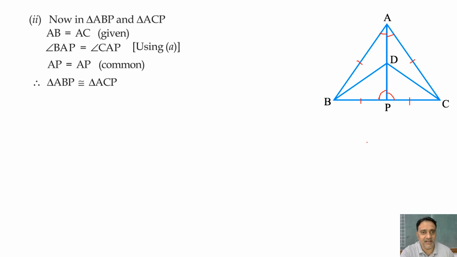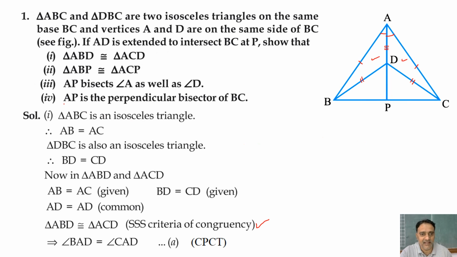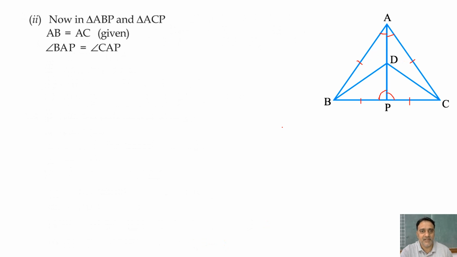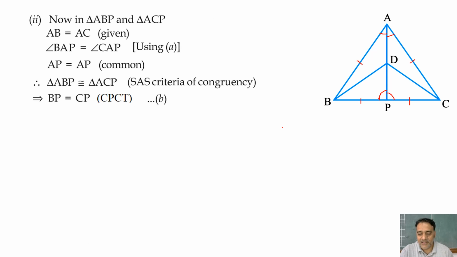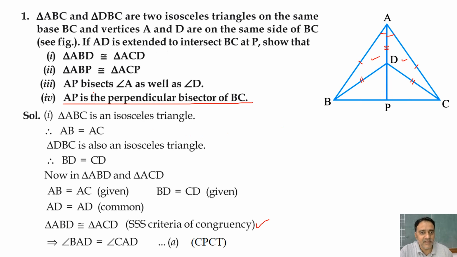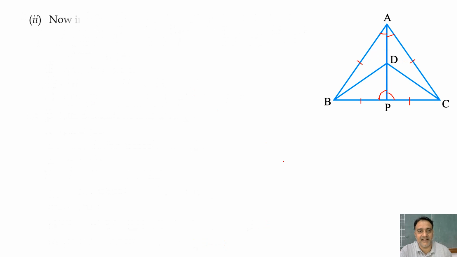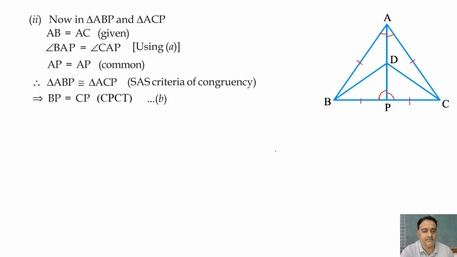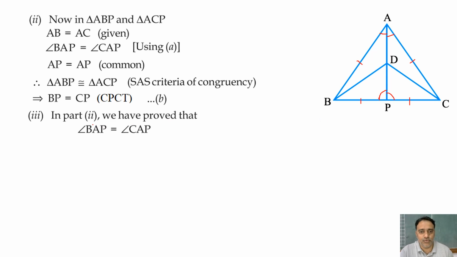That will be our next bit, because in the last bit we have to show that AP is the perpendicular bisector of BC. We will show it in the last. Now the third bit: what do we have to prove? AP bisects angle A as well as angle D. Right. So in part 2 we have proved angle BAP is equal to angle CAP. We have already proved these two. This means AP bisects angle A. Is that clear? Yes, sir.